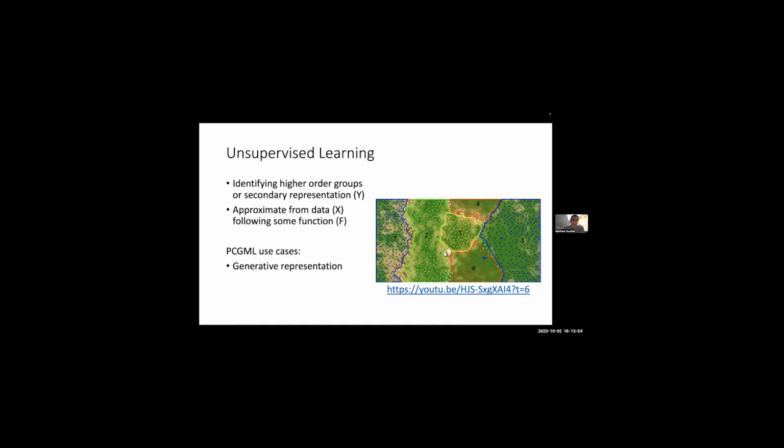Okay, then there's unsupervised learning. I'm grabbing a picture from some Georgios Sandakakis work here. So this is identifying high order groups or secondary representation Y. We want to approximate from our data X and following some function F, right? So this is like clustering, things like that. You can think about it as being used to get some representation that we might use.